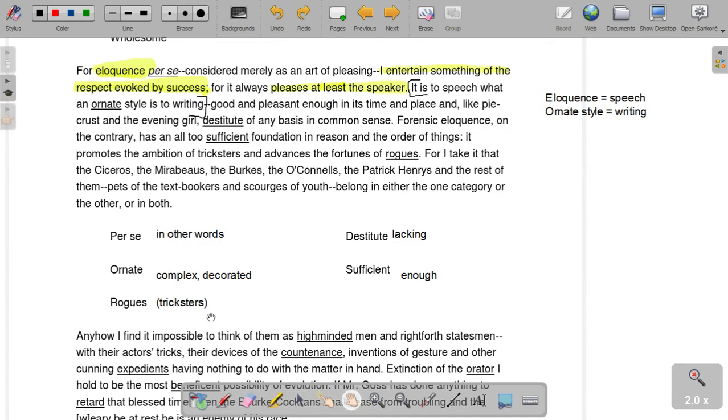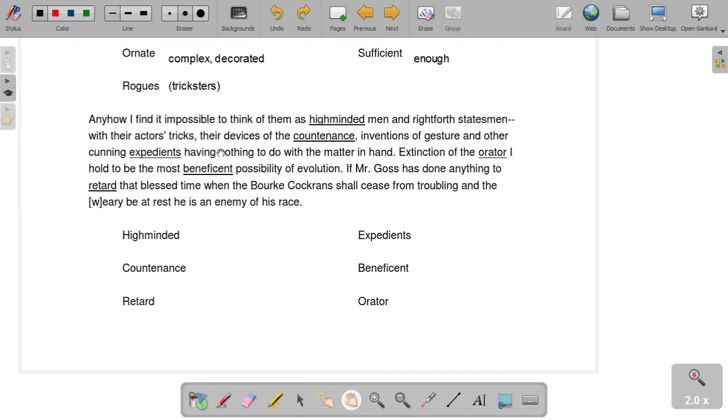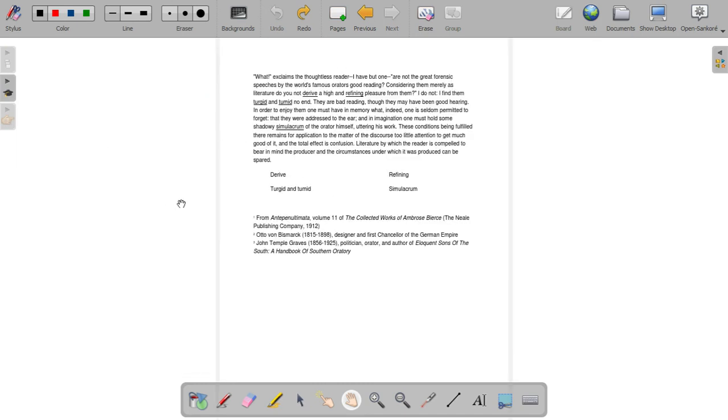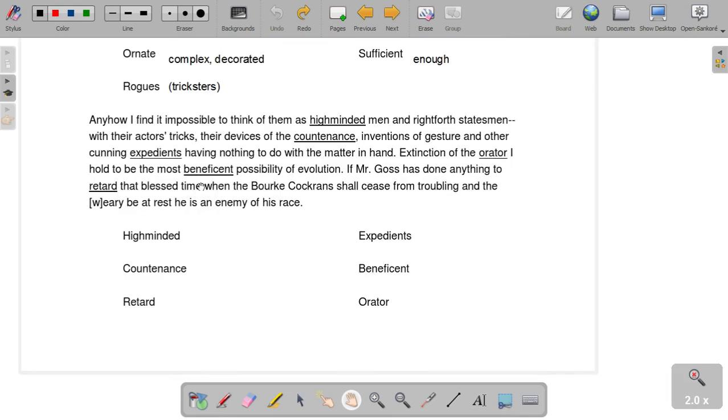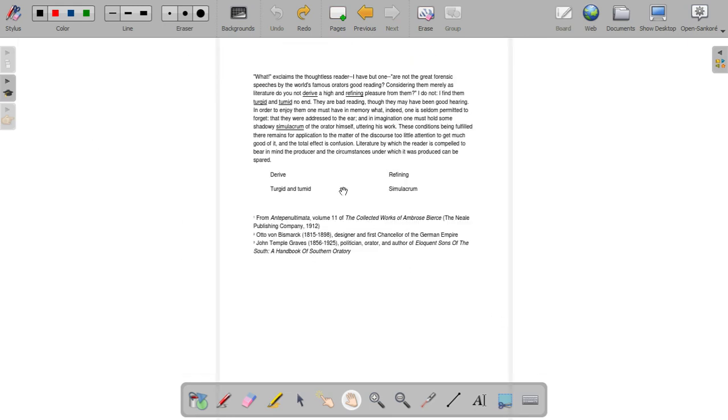All right, so I think that's all we'll get to today. So what I'll have you do is go ahead and finish reading this for homework. And so this one, there's 6, 7, 8, 9, 10. So there's only 10 words left to define.